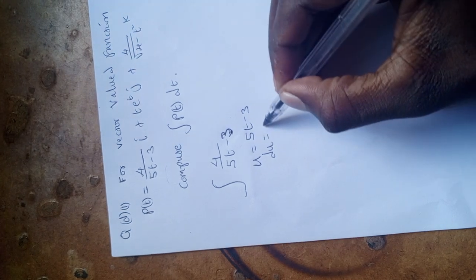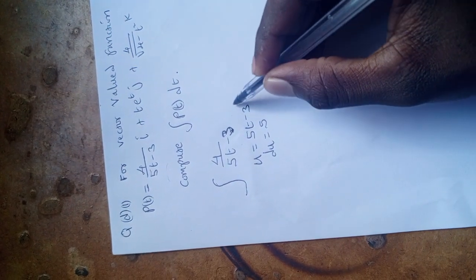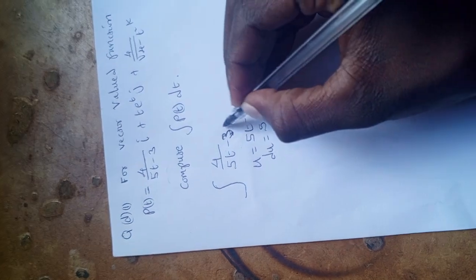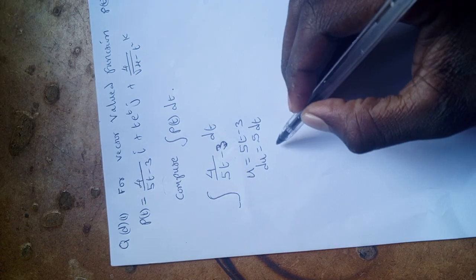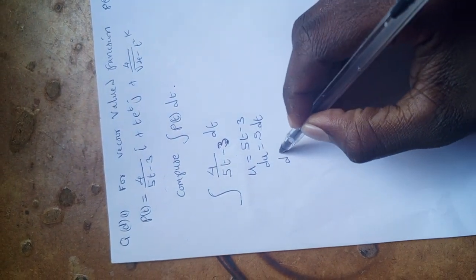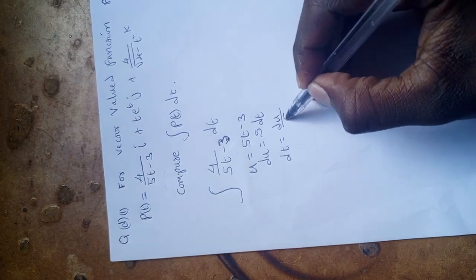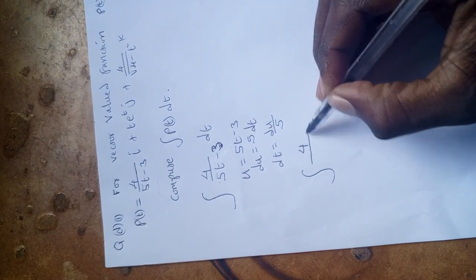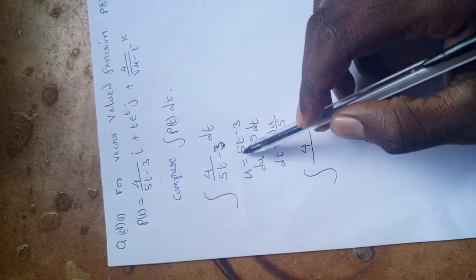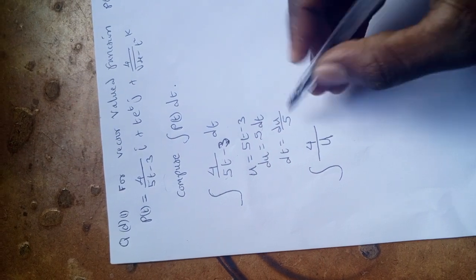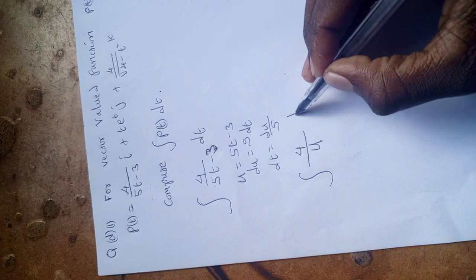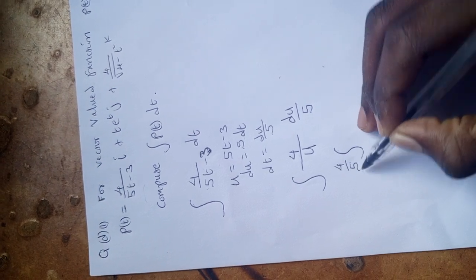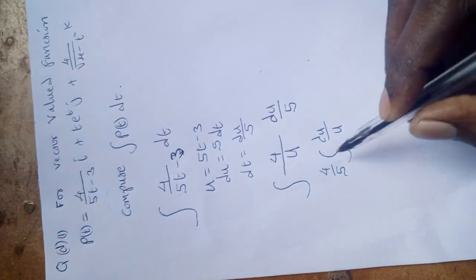Then du is the same as 5 dt, because when you differentiate a constant, we get a constant, and when you differentiate 5t, we find 5 dt. So now we make dt the subject of the formula. So dt is equal to du over 5. Now let's write the integral. It has 4. Then at the bottom, what is 5t minus 3? That is u. What is dt? dt is du over 5. So taking out the numbers, this is the same as du over u.